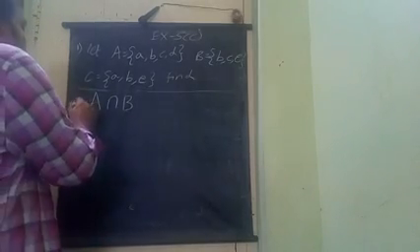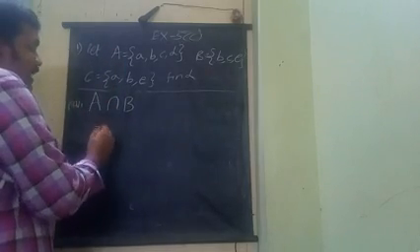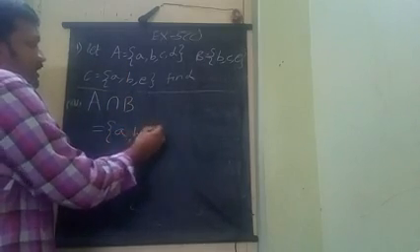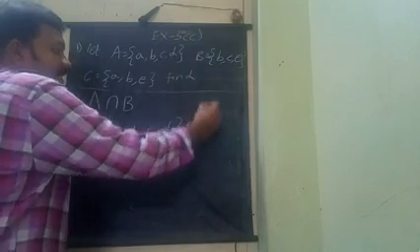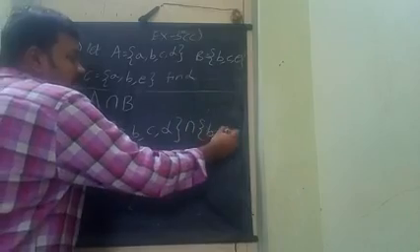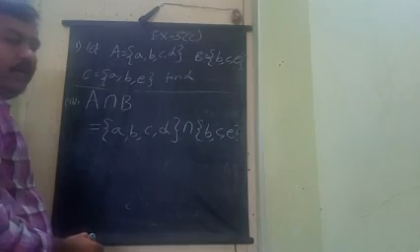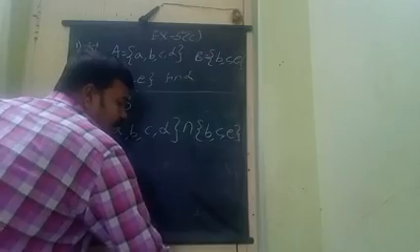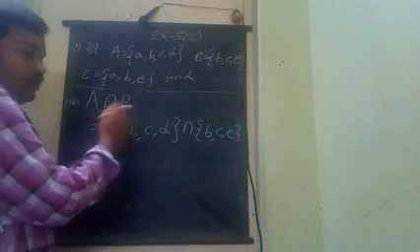Next one, that means the fourth one in the first Roman: A intersection B. What are the elements of A? A comma B comma C comma D. Intersection. The elements of C are B comma C comma E. Now what do we have to write here? In this one, the common ones. In these two, which is common, we have to write.